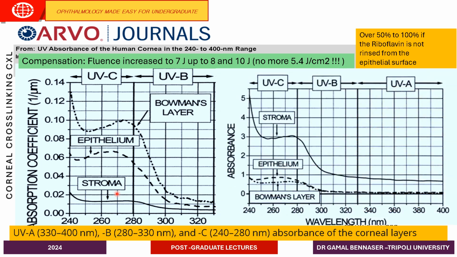Now this diagram will explain and show you the absorbance. So you can see here clearly that although the Bowman layer and the epithelium have a high absorption coefficient, the absorbance for the stroma is much more as compared to the other layers. And this is, as I said, because of the thickness of the stroma, not related to the absorption coefficient.